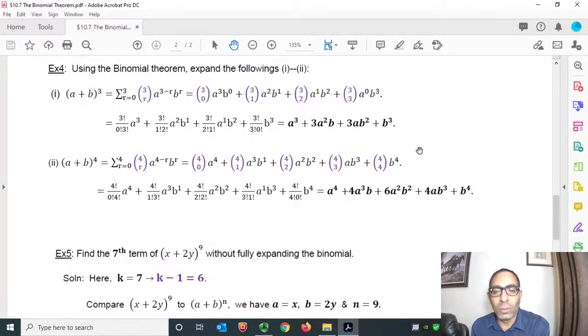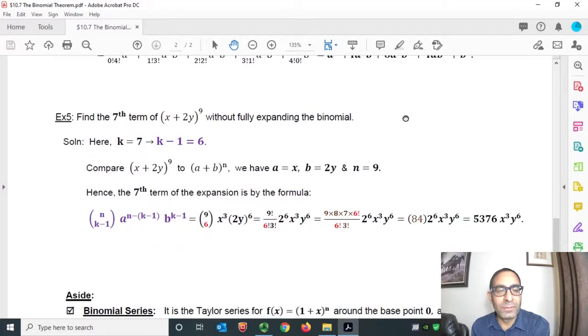So now one final comment here. In the first example, we expanded the binomial a plus b raised to the power 3. So then there are a total of 3 plus 1, 4 terms in the expansion. Similarly, in the second, we expanded the binomial a plus b raised to the power 4. So then there are a total of 4 plus 1, 5 terms here. Awesome. Now let's move on.